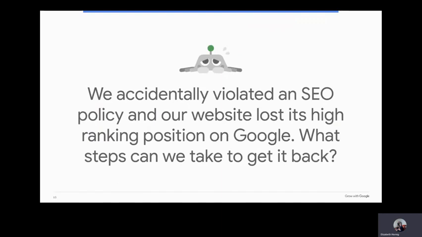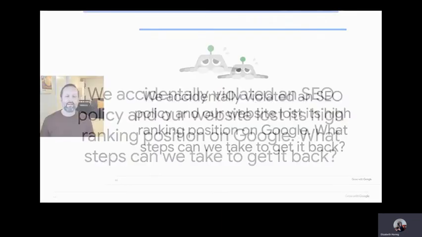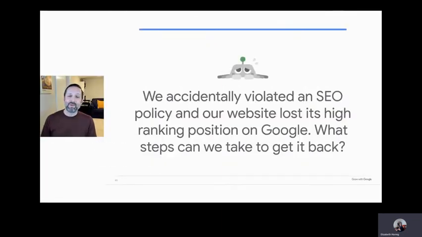We accidentally violated an SEO policy on our website and lost its high ranking on Google. What steps can we take to get it back? I'm sorry to hear this, but there are some steps you can take to help figure out what to do next. In these cases, you probably learned about the violation via a message from Search Console. Search Console is a way to understand what might have happened, and you can use it to submit for reconsideration after a fix has been made.